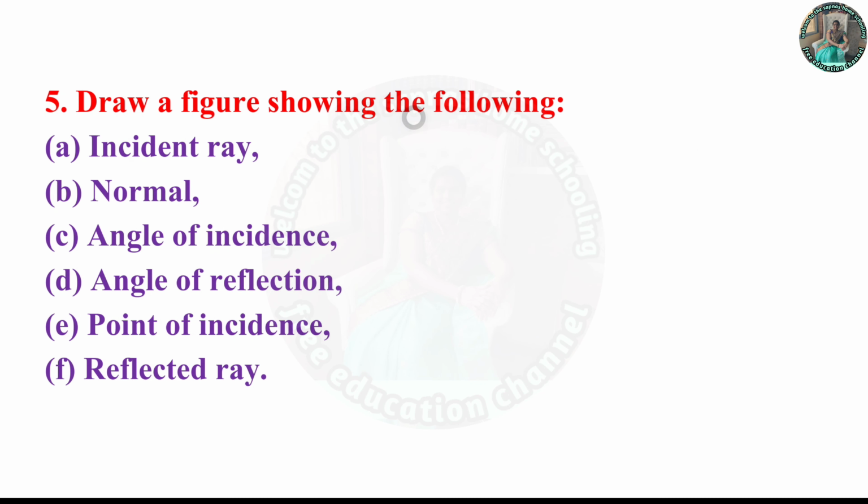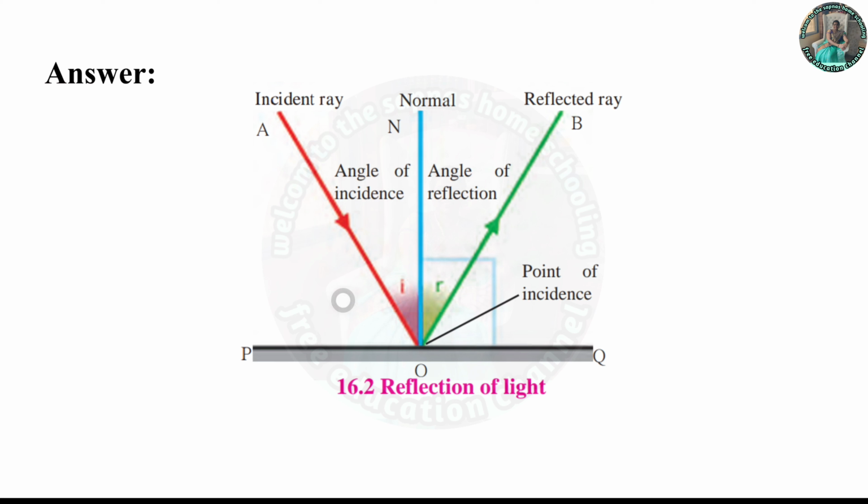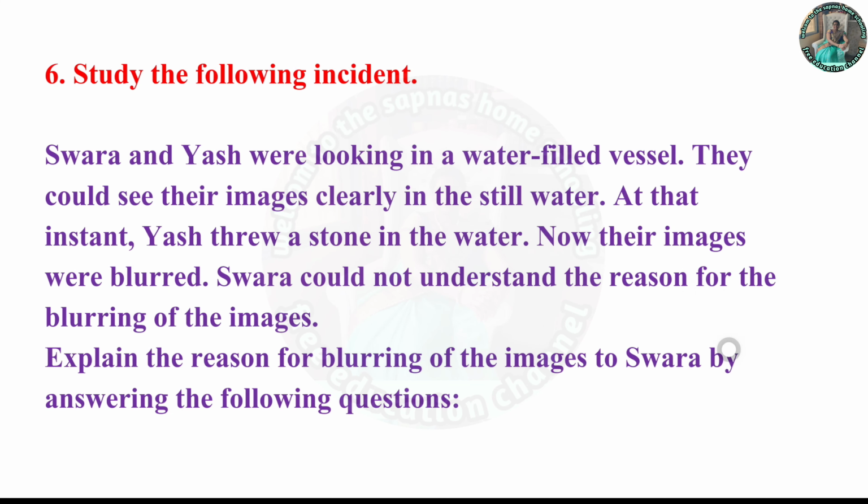Draw a figure showing the following. We need to draw one figure where we have to show incident ray, normal, angle of incidence, angle of reflection, point of incidence, and reflected ray. So this is the figure. You can see incident ray, angle of incidence, normal, angle of reflection, reflected ray, point of incidence. So you draw this diagram neatly.